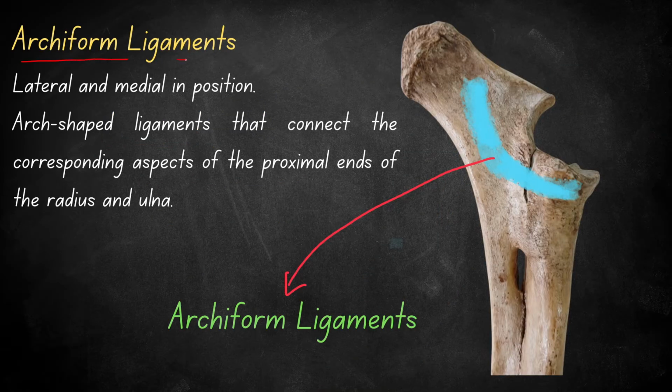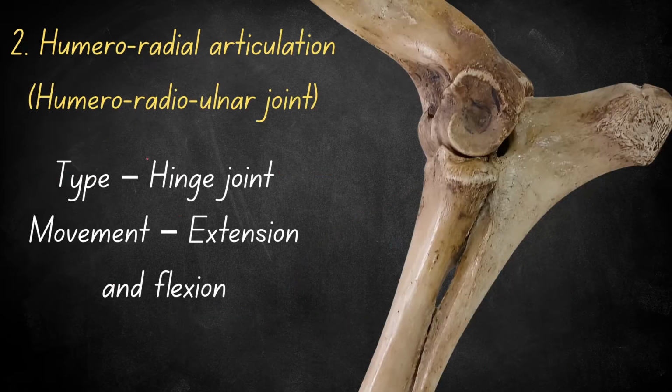Then archiform ligaments you will find. They are lateral and medial in position. They are arch-shaped ligaments. Arch means like this. Okay, so here you can see that this one is the archiform ligament. Archiform ligaments connect the corresponding aspects of the proximal ends of the radius and ulna, and they are lateral and medial in position. Then we'll discuss humeroradial articulation, also called humeroradio-ulnar joint.